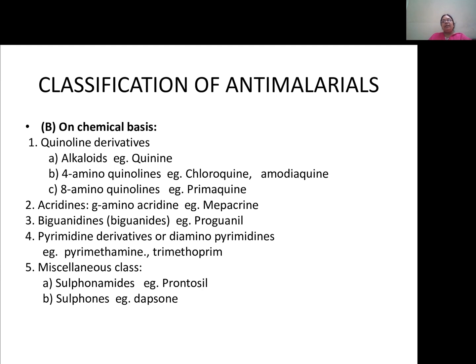The second category based on the chemical basis is the acridines, 8-aminoacridine. Example is mepacrine. Then you have the biguanides. Example is proguanil. The fourth category is the pyrimidine derivatives or the diaminopyrimidines. Examples are pyrimethamine and trimethoprim. And lastly is the miscellaneous class which includes sulfonamides, example is prontosil, and the sulfones, example includes dapsone.